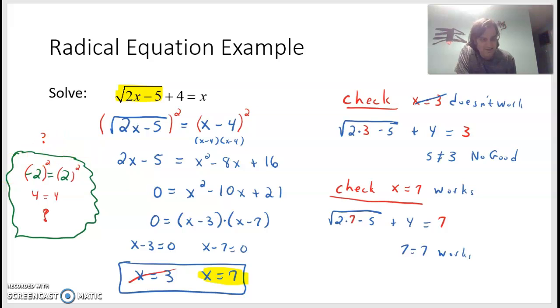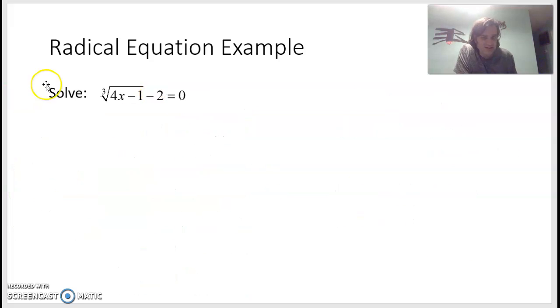Okay, let's try a second example. But that's why we must check, because we can accidentally get answers we don't want. All right, this one here is the cube root of 4x minus 1, and then minus 2 equals 0. So let's go through the same procedure.